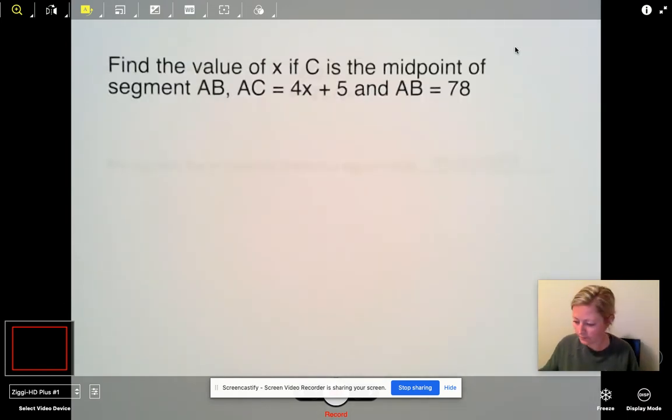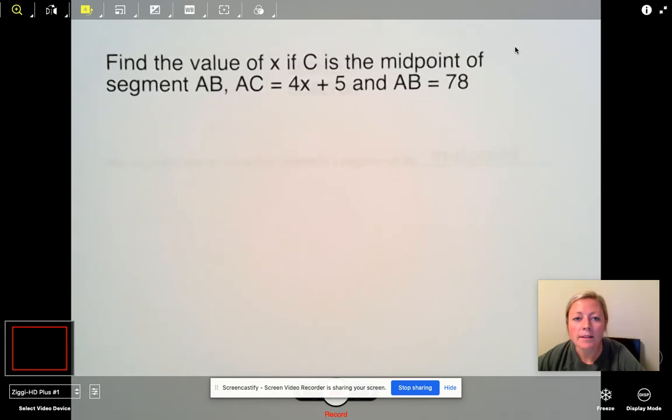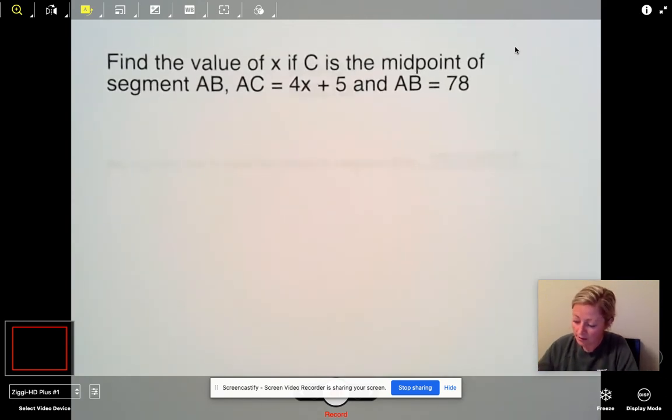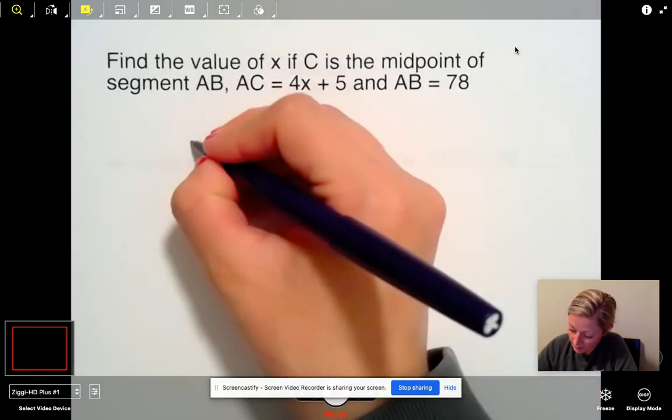All right, next up. Find the value of x if C is the midpoint of segment AB. Then we're told what AC equals and what AB equals. Again, in our class, a picture is worth 1,000 words. Let's draw it out. So C is the midpoint of AB. What does that look like? Give yourself AB here.